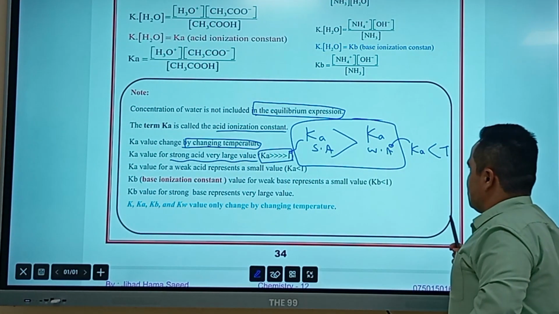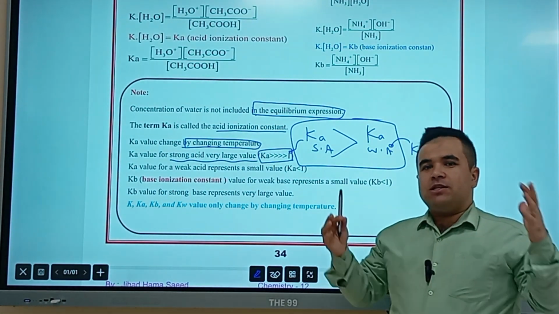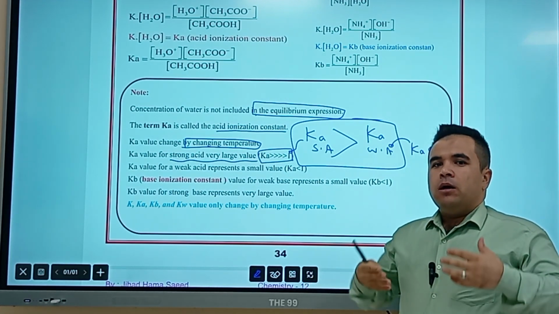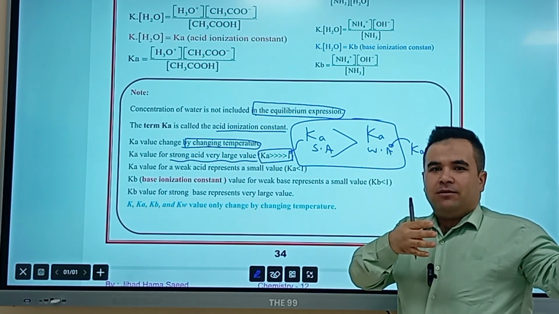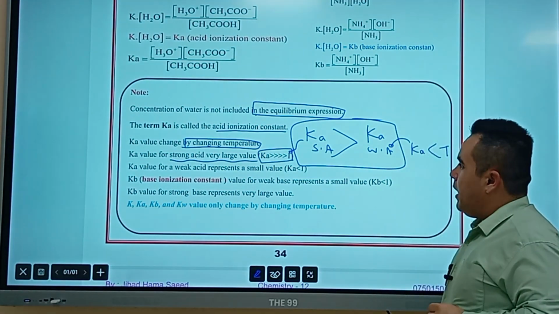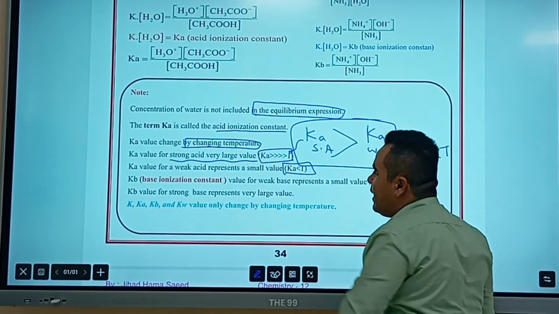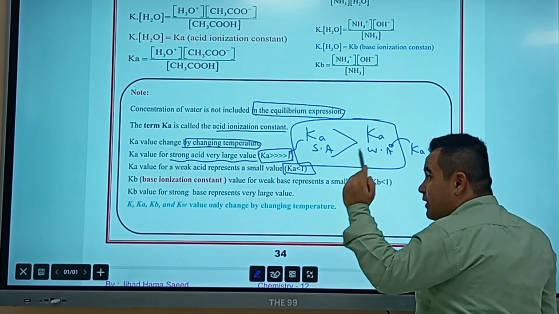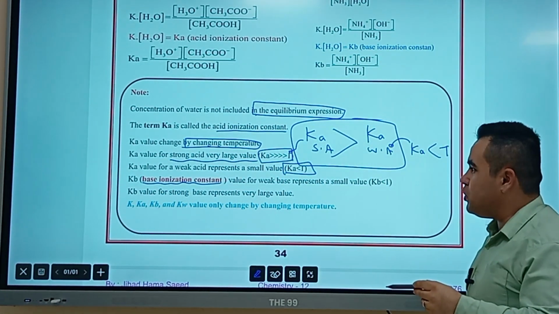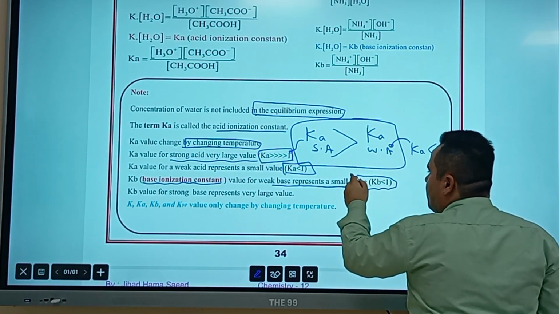So a large Ka value represents a stronger acid, and a low Ka value represents a weaker acid. We can say the range higher than 1 for Ka represents the strong acid, and lower than 1 represents what? The weak acids. With the Ka, we have Kb, the base ionization constant, or constant ionization of bases. The value for a weak base is a small value.